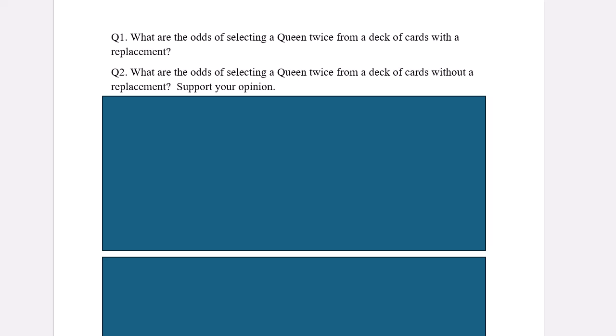Let's tackle these two questions. First, here's our first question right there. What are the odds of selecting a queen twice from a deck of cards with a replacement? And then the second question asks the same thing, but it says without a replacement. So let's go through the logic.